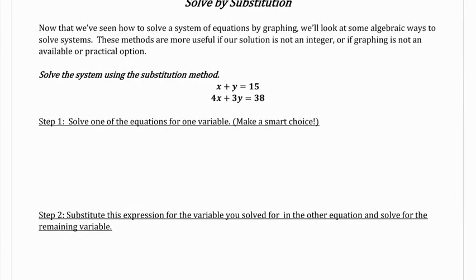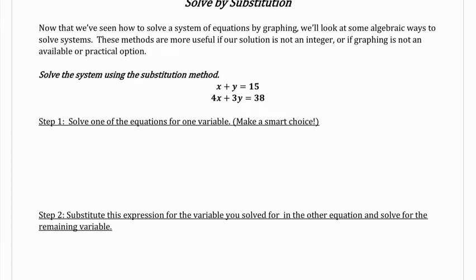I've got my system of equations, here's my two different equations. I want to find a point that works for both of those, meaning that if I did graph both of those equations, I want to find the point where those two lines intersect. So what we're going to do is basically plug one equation into the other one. Now, before we can do that, the first step is always to solve one of the equations for one variable.